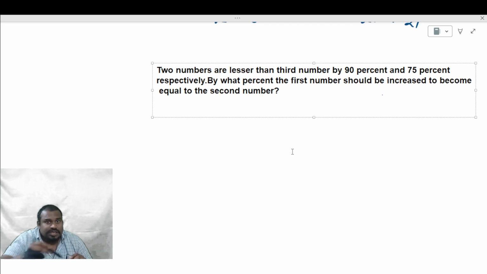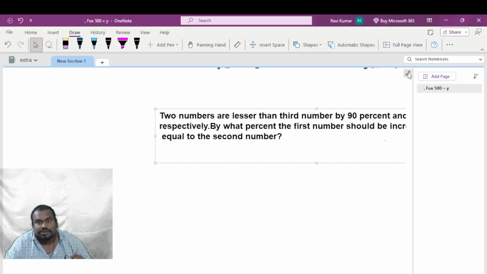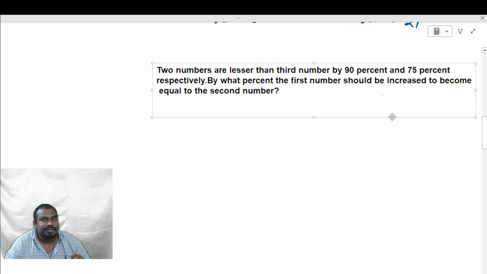Two numbers are lesser than the third number by 90% and 75% respectively. So how many numbers are there? There are three numbers here. By what percent should the first number be increased to become equal to the second number?